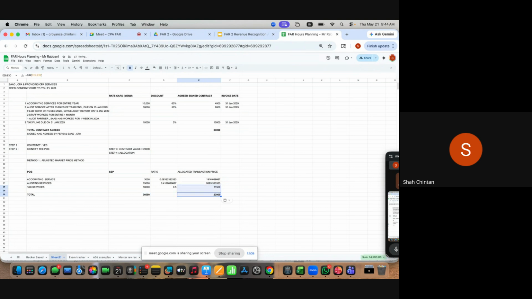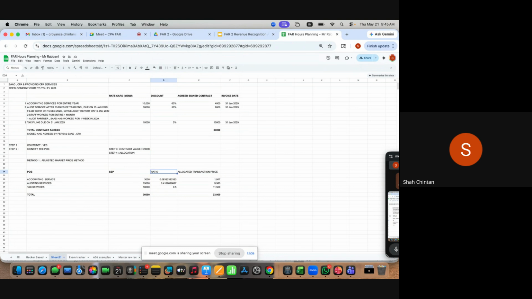So ultimately, in the contract we have agreed accounting services for $4,000, but the maximum revenue we can record for accounting services is only 1,917. Auditing services we agree in the contract at $9,000, but the maximum revenue that can be recorded is 9,583. Tax filing services under the contract are $10,000, but the revenue we are going to recognize is $11,500. And this is the change.